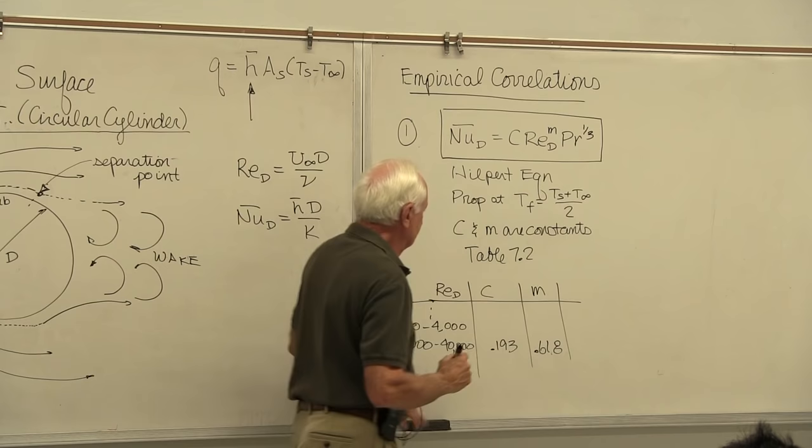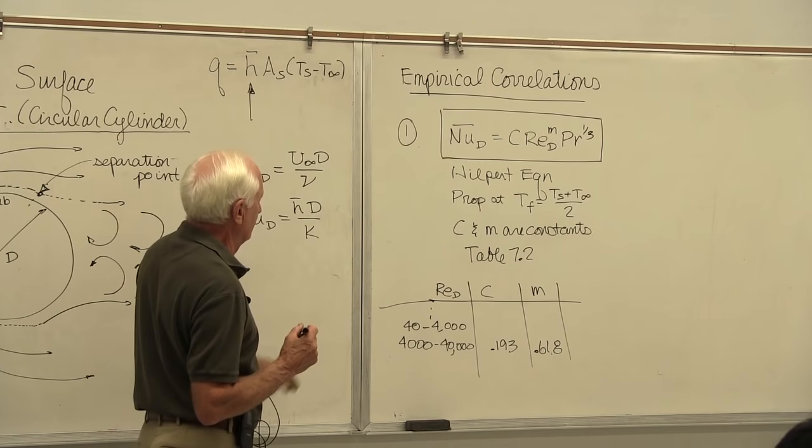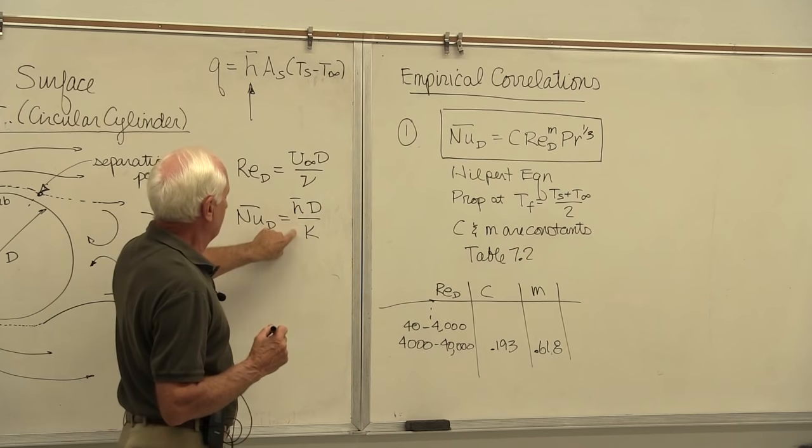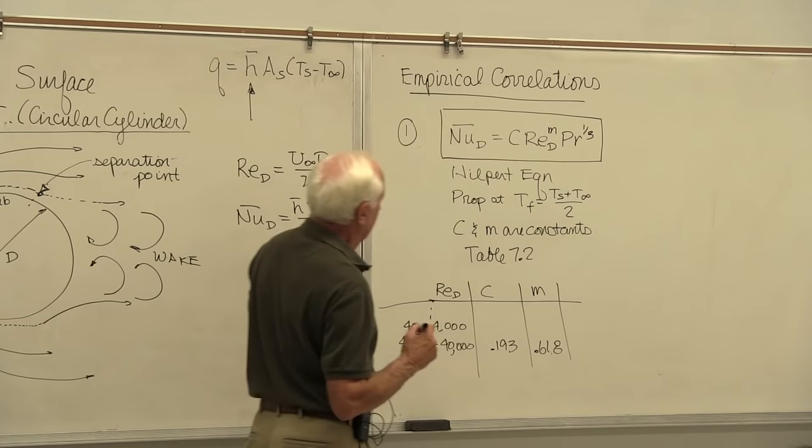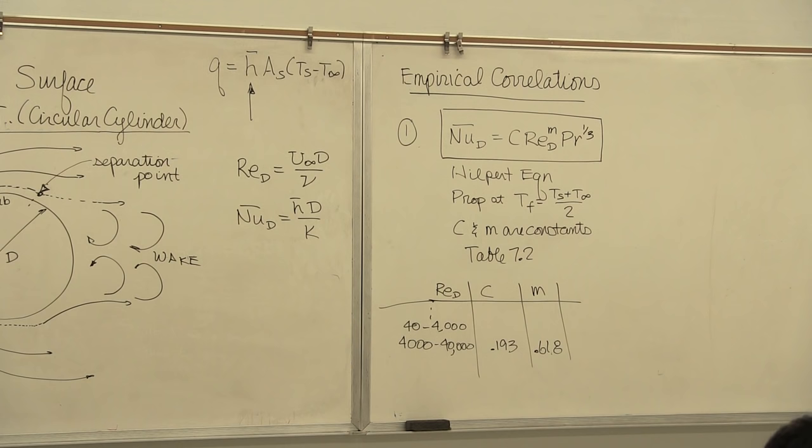So that's what you do. Again, here's a Nusselt number. There's the H bar you want. You solve for the Nusselt number, get the number one, get the Reynolds number. Is there any magic Reynolds number? No. Over here, a flat plate, is there a magic Reynolds number? Yeah, 5 times 10 to the fifth. Over here, no.